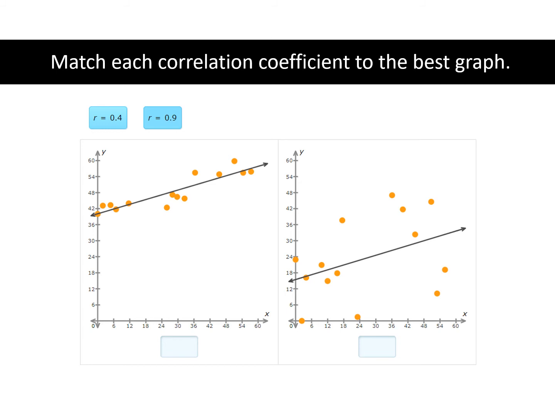Okay, again, both of these are positive correlation. Again, the closer to 1 or negative 1, the stronger the correlation. The graph on the left, the dots are much closer to the line, so that would have a stronger correlation. And so I look at my two numbers, and 0.9 is closer to 1 than 0.4 is. So my correlation coefficient here will be 0.9. Then the one on the right, the dots are pretty spread apart from the line, so this will be 0.4.